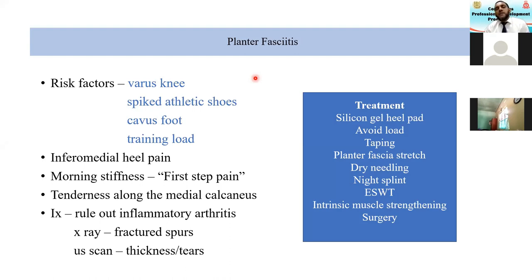So treatment has a wide spectrum, with silicone gel pads, avoiding loading, and low dye taping, and there are stretching of the plantar fascia, dry needling techniques, and the Strasbourg night splint, where you keep the foot in dorsiflexion while falling asleep. There are promising results with shockwave therapy for plantar fasciitis, as well as muscle strengthening. Surgery is the last option, which is rarely done, except in some recurrent cases.